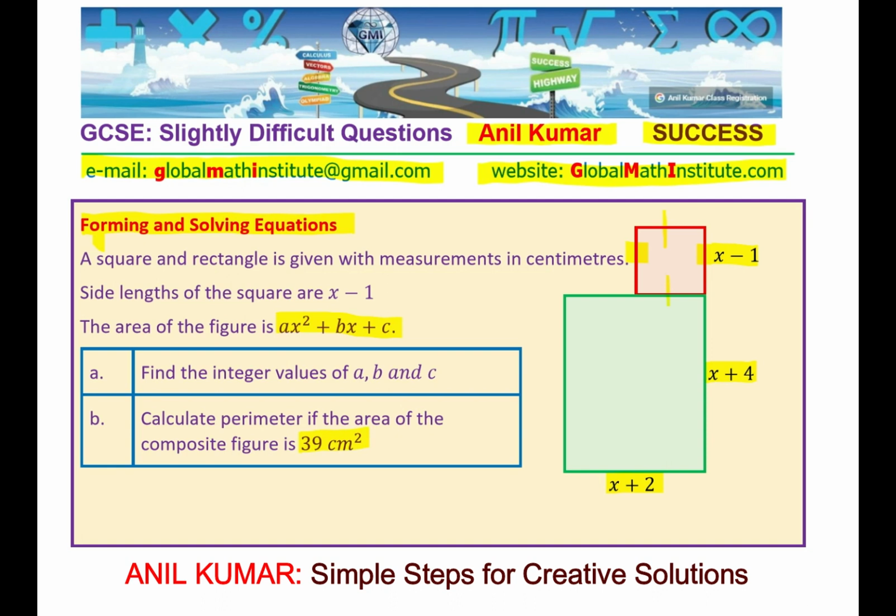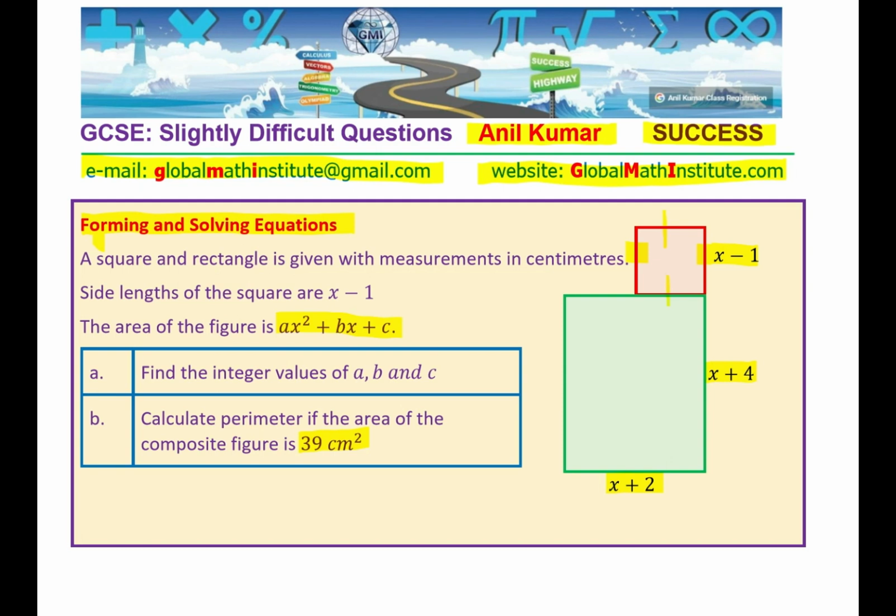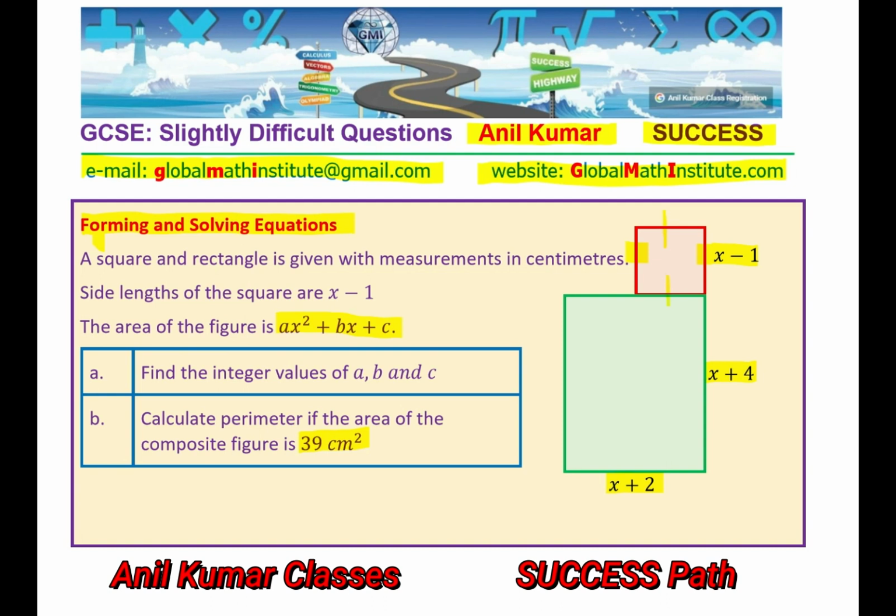So this is a slightly difficult question for GCSE higher level mathematics. Let us see how we should solve this particular problem. Area is length into width, and we are given the expression for area as ax square plus bx plus c. Let me rewrite. So the area is given to us as ax square plus bx plus c, right? And this should be equal to x plus 4 times x plus 2, the area of the green rectangle, plus the area of the square, which is x minus 1 whole square. Makes sense, correct?